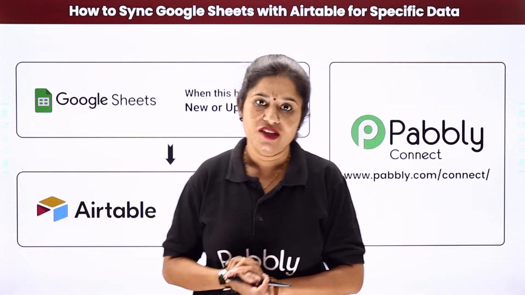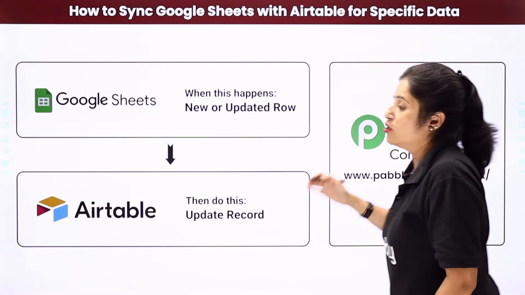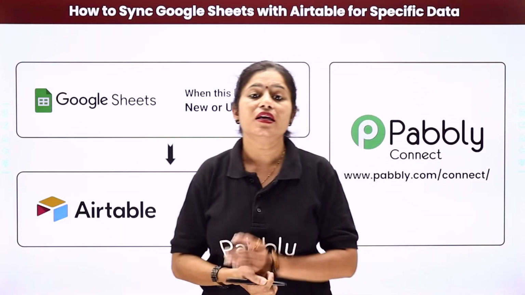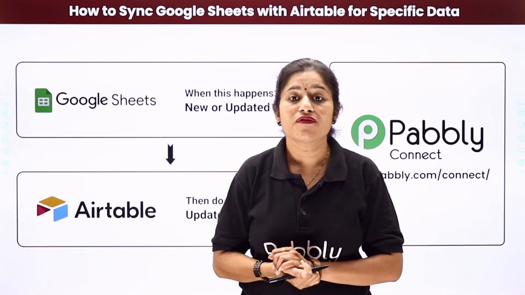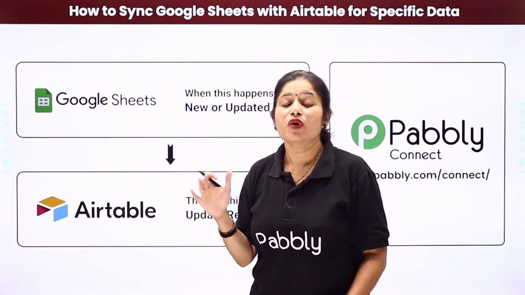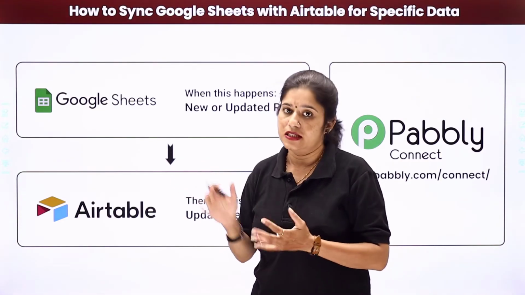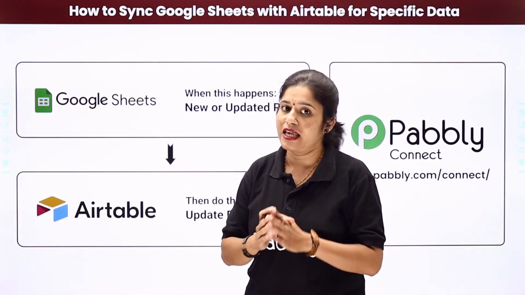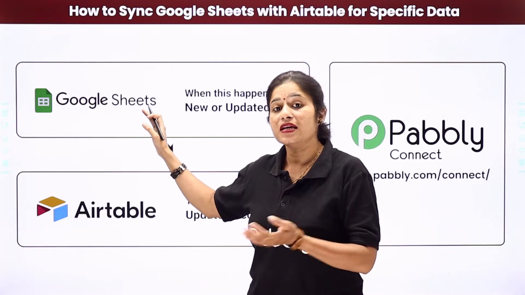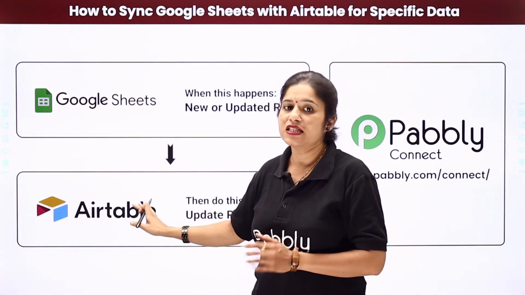In this video we are going to learn how to sync Google Sheets with Airtable for specific data. So let's take an example that you are an e-commerce store owner and you have created a Google Sheet where you are maintaining the product price list, where you have entered the details of the products, its rate, its quantity and all other details. Now you have shared the same Google Sheet with your suppliers and retailers and they are maintaining the same data in their Airtable base.